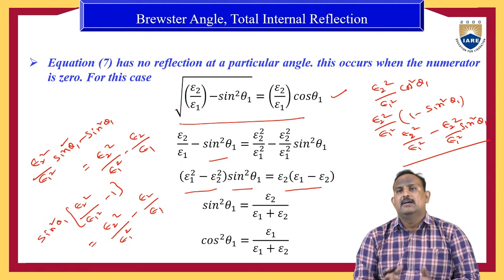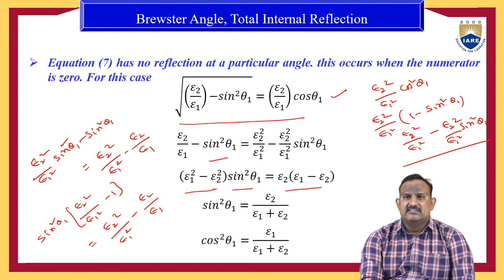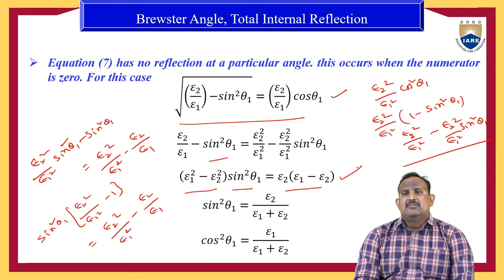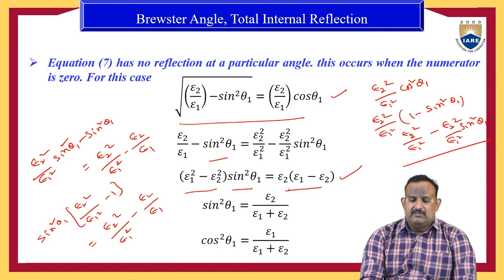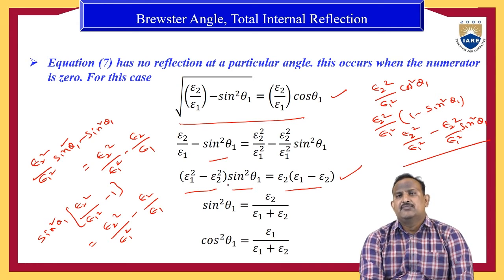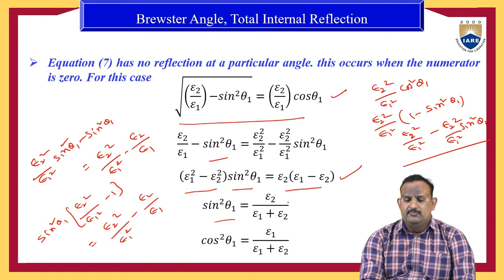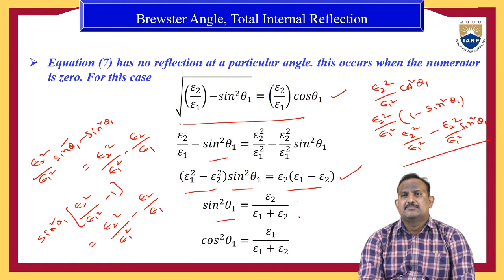Just take LCM and simplify the equation. We have epsilon 1 square minus epsilon 2 square into sine square theta 1 is equal to epsilon 2 into epsilon 1 minus epsilon 2. From this equation, we can write sine square theta 1. Just like a square minus b square equals a minus b into a plus b, we can cancel epsilon 1 minus epsilon 2 on both sides. Therefore we have epsilon 1 plus epsilon 2, and sine square theta 1 equals epsilon 2 by epsilon 1 plus epsilon 2.